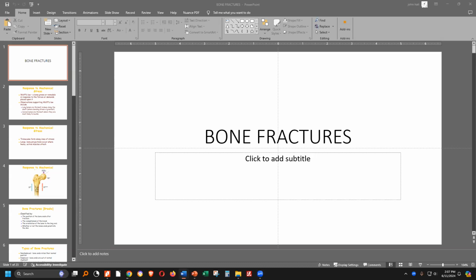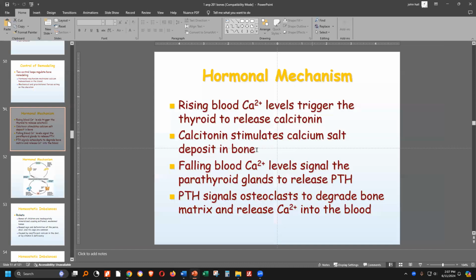All right, so you should be seeing my screen. You can let me know if you're not. So we're going to finish the microstructure of bone today and move on to fractures and then to the major bones of your skeletal system.